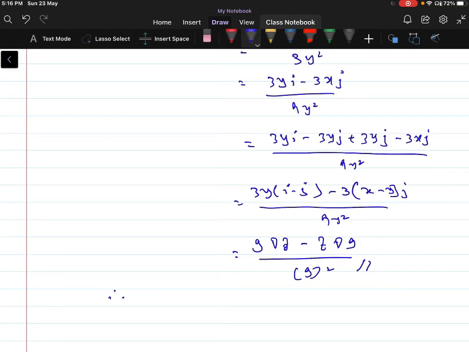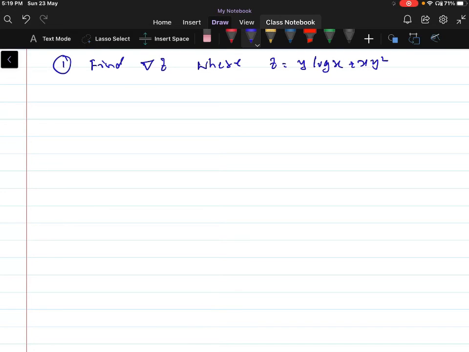Therefore we can write gradient of f by g is equal to g into gradient of f minus f into gradient of g by g whole square. So take another example. Find the gradient of f where f is a function of x and y. So that is y into log x plus x into y square. So we'll move to solution.